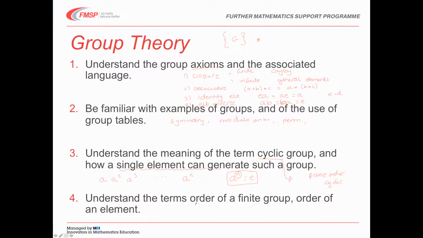The order of a group I just mentioned is the size of the group, and the order of an element, as I said, is the power which you have to raise that element to get the identity. So it's the smallest value of n such that a to the n is equal to the identity element. And you can check that with a finite group simply by doing the powers of them and seeing when you get to the identity.